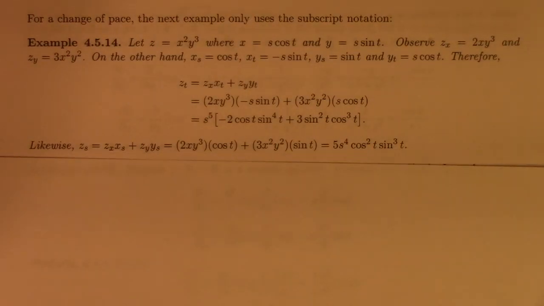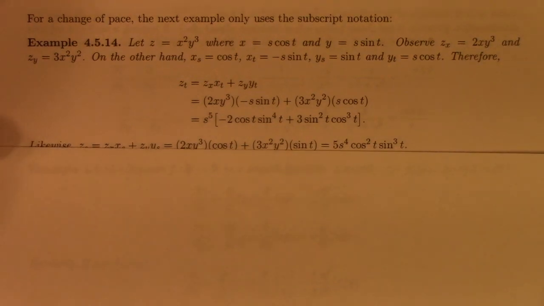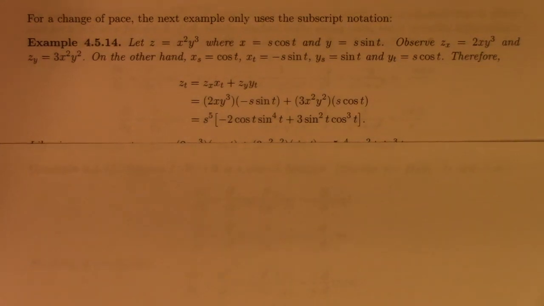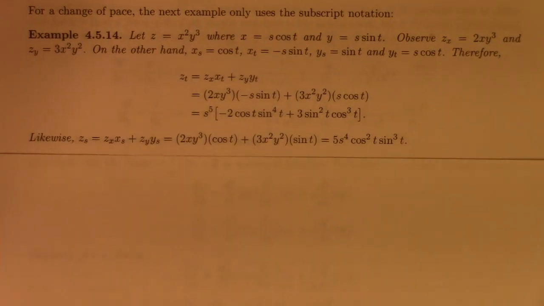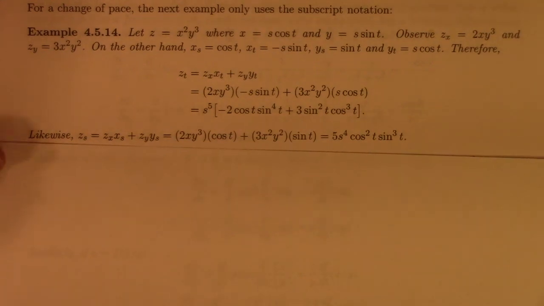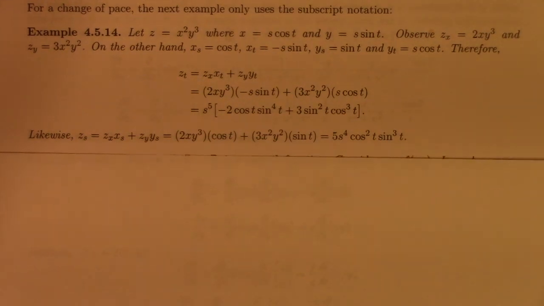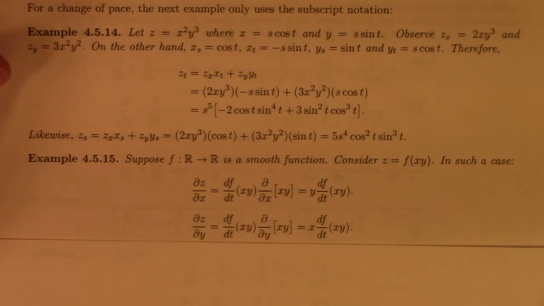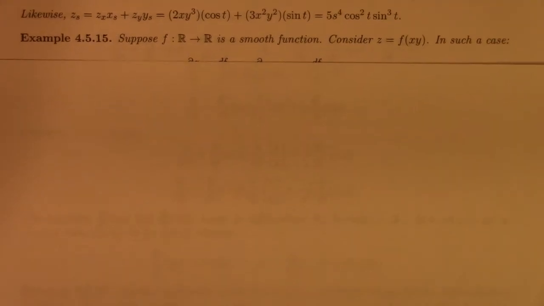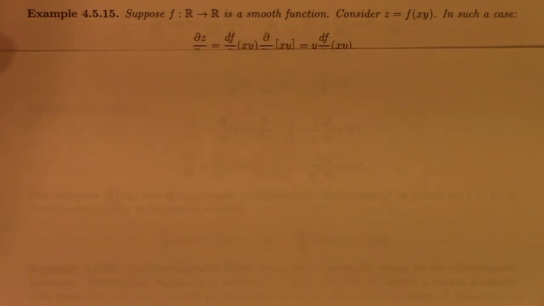So here is yet another example. This time I'm using the subscript notation. Great. Let's see here. So z is the dependent variable, x and y are the intermediate variables in this example, and s and t are the independent variables. So I'll let you read that. I think we've done enough examples here.